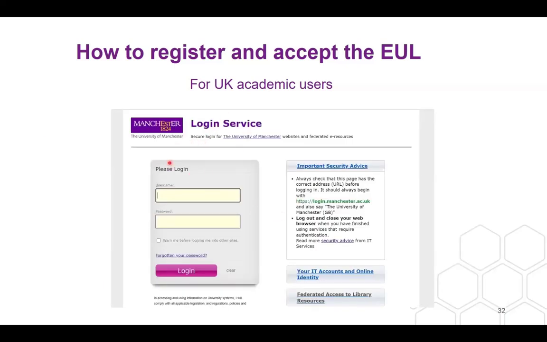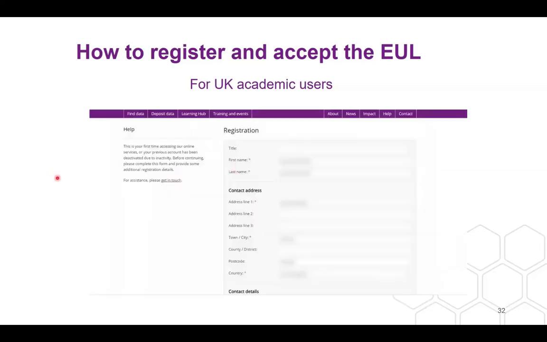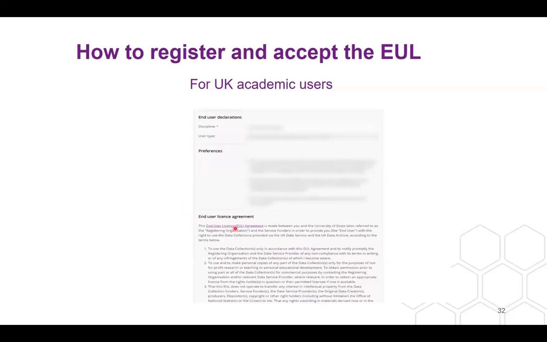It will send you to your organizational confirmation for your identity. You will use the credentials you have already been issued by your university. Once you do that, the system will direct you back to our website to complete the registration form, because this is the first time you are accessing our services. At the end of the registration form, you will confirm your details. You will be able to see the end user license agreement, read it, and then click register. This is when your registration is ready. It's part of the registration to accept the end user license agreement.